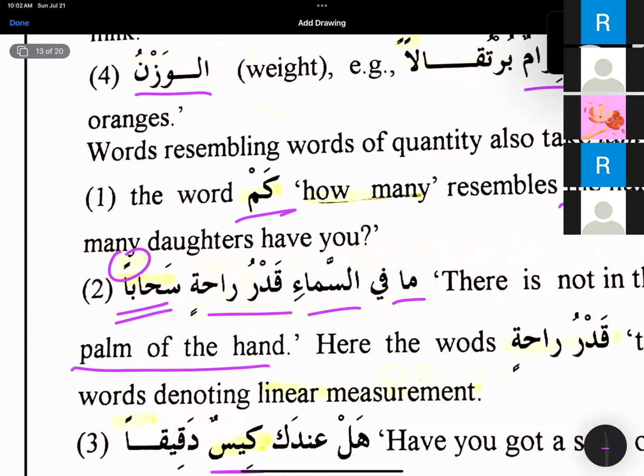Maaf is samai padru rahatin. So if I say there is no palm of the hand in the sky, you're gonna say what? What is it like? So I'm gonna say sahaban, cloud.